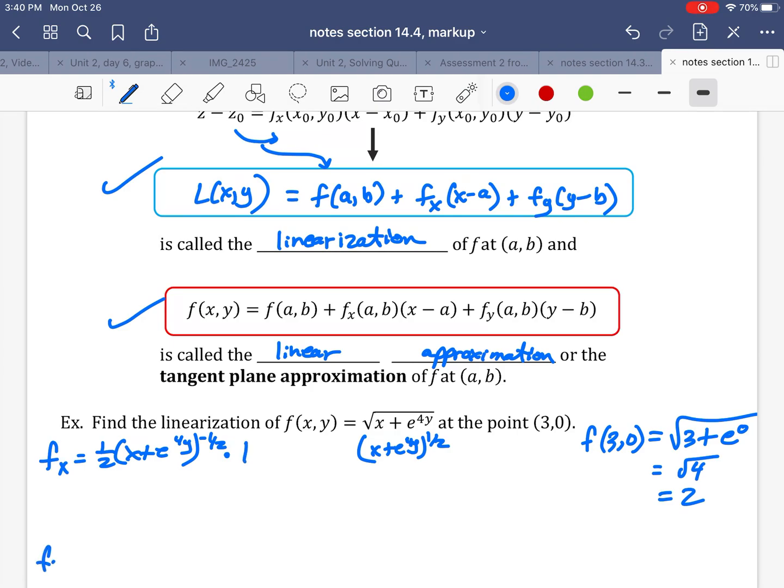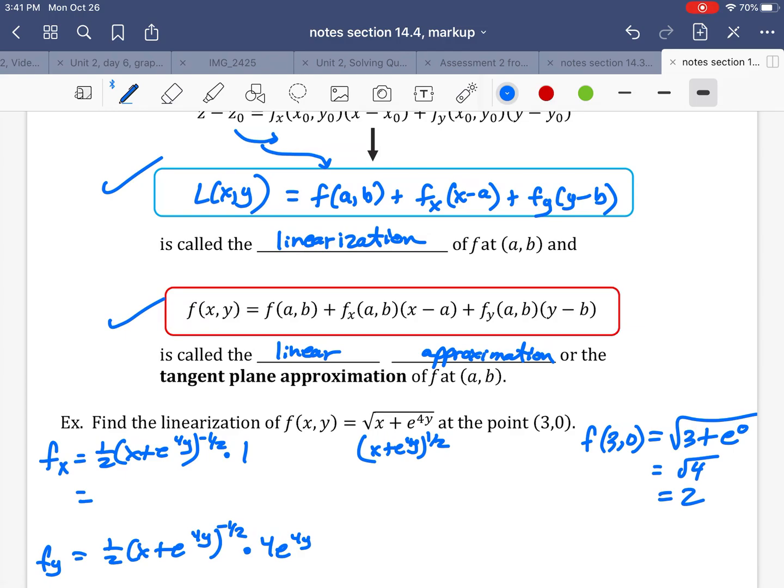All right, if I was doing fy, I do the same thing, 1/2 x plus e to the 4y, negative 1/2 times the derivative of the inside with respect to y. So the x is going to go away, but the e to the 4y, the derivative of that, is going to be 4 e to the 4y. So now with both of these, I have to plug in the points 3, 0.